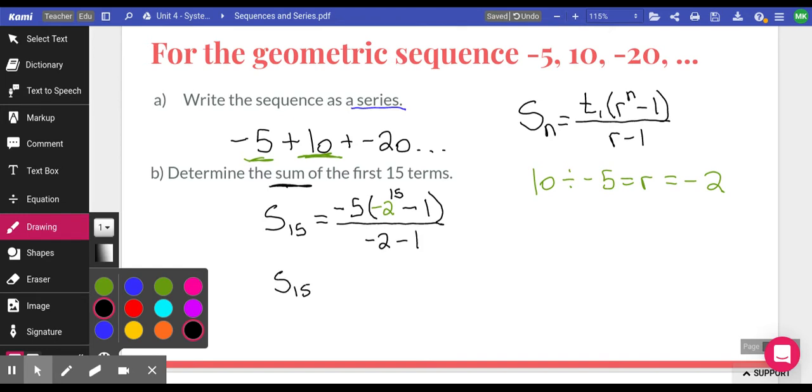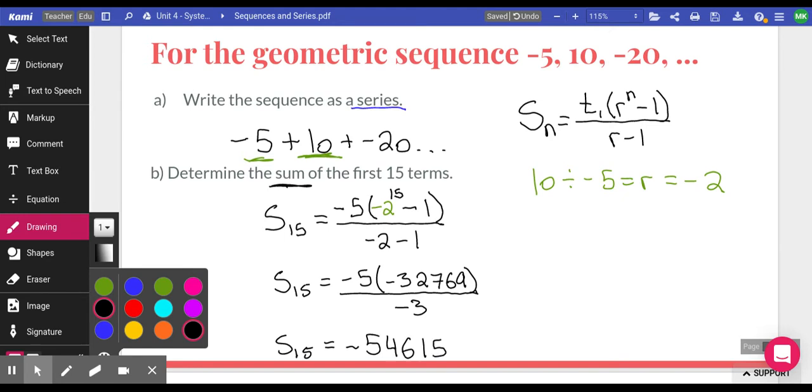I'm going to calculate this in chunks. So I have -5. I'm going to calculate inside those brackets. Make sure your -2 is in brackets. So -2 to the power 15 equals -32,768. Then we're going to subtract 1 from that, so we have -32,769, divided by -2 minus 1, which is -3. Put all that in your calculator. You have -5 times that divided by -3. The sum is -54,615. You're going to notice that your sum values for these questions are actually quite large.